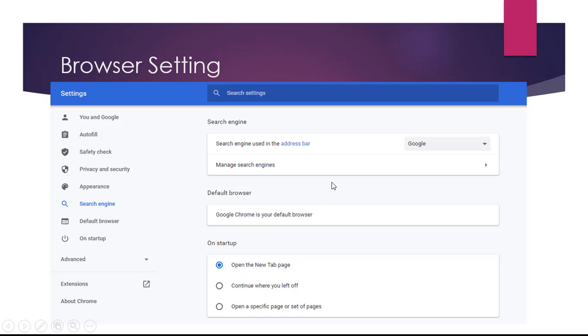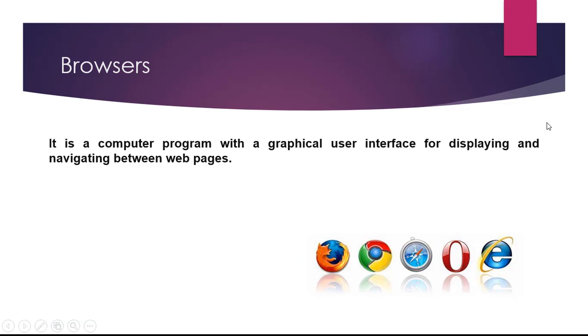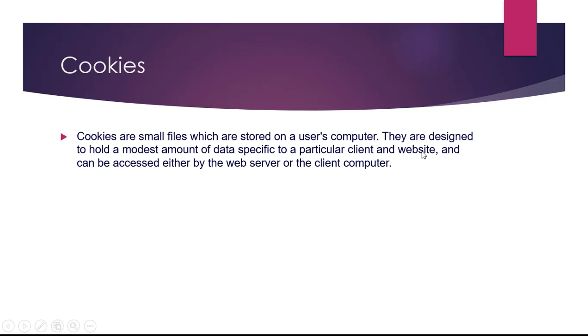Then let us move to our next topic, after our commonly used browser, which we have already done, and now it is cookies. Okay, so cookies are small files which are stored on a user's computer. They are designed to hold a modest amount of data specific to a particular client and website, and can be accessed by the web browser, web server, or the client computer. To have a better user experience, a website generally stores a small piece of our data so that it can recognize the user and serve the page according to the user's preferences, right?